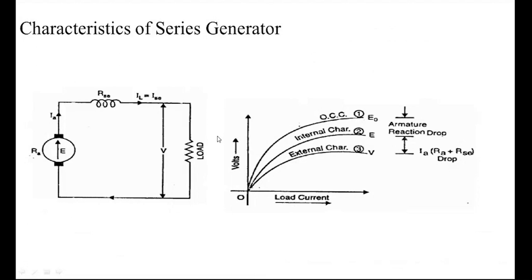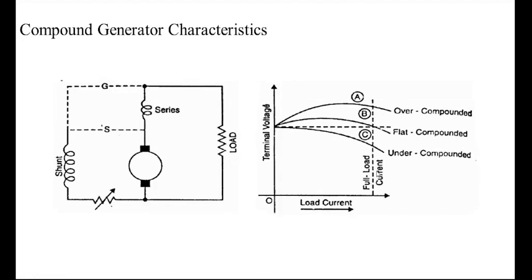The very important point is the field winding and the armature winding. Then only we can produce the voltage. That is very, very important. Open circuit characteristic, internal characteristic and external characteristic. And this is a common generator characteristic.